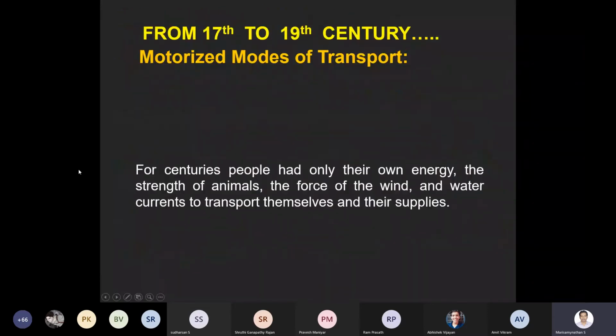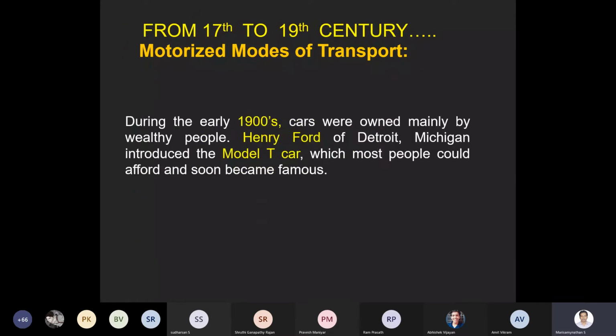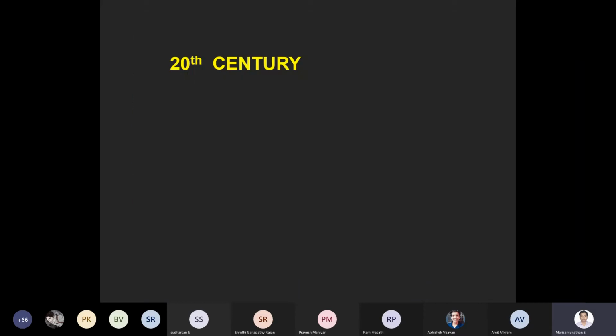Then the motorized transportation, the car. They invented the James Watt steam engine, which was invented in the 17th century. Then came the first Henry Ford's Model T car. So this is what was invented with respect to the car.